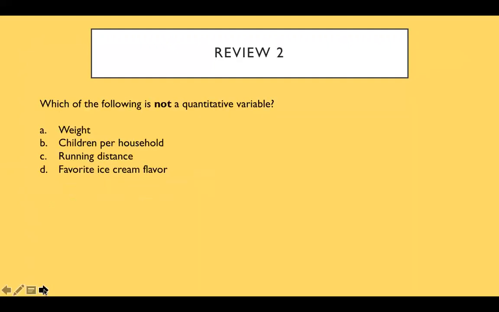All right, review 2. Which of the following is not a quantitative variable? Awesome. D is our answer here. Weight, children per household, and running distance are all quantitative variables. D, favorite ice cream flavor, is a categorical variable.